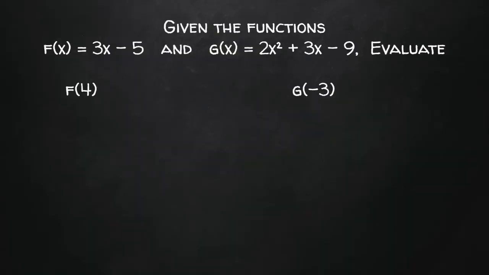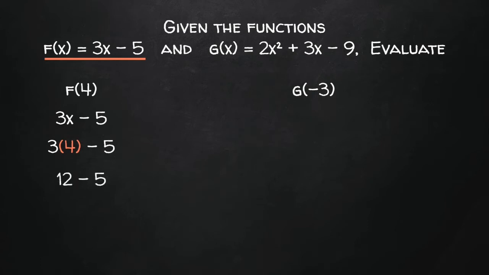So here we have a couple functions given to us. Notice that we have an f of x function and we have a g of x function. So as you evaluate, please make sure you are looking at the correct function. The example on the left is f of 4, so we will use the f of x function. We're going to take that rule, which is 3x minus 5, and we're going to take 4 because it's inside the parentheses, and substitute that in for the x. Using your order of operations, you're going to see you have 12 minus 5, which will then get you 7.